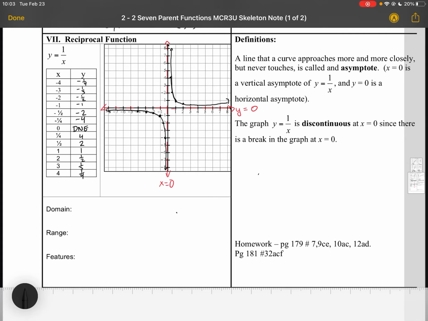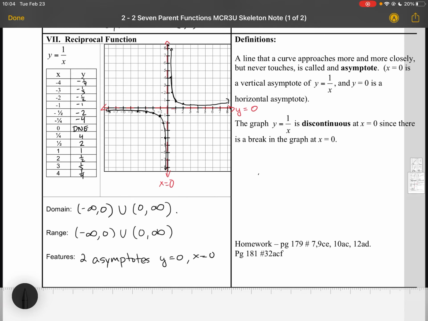In this one, this is the trickiest domain to do, but our x values go all the way from minus infinity to 0, not including 0, and the union of all the values from 0 to positive infinity. Our range is similar. We've got minus infinity to 0, and then from 0 to positive infinity. And the key features of this graph, as we already mentioned above, are that we've got two asymptotes, y equals 0 and x equals 0, and we've got really two distinct sections of the graph.